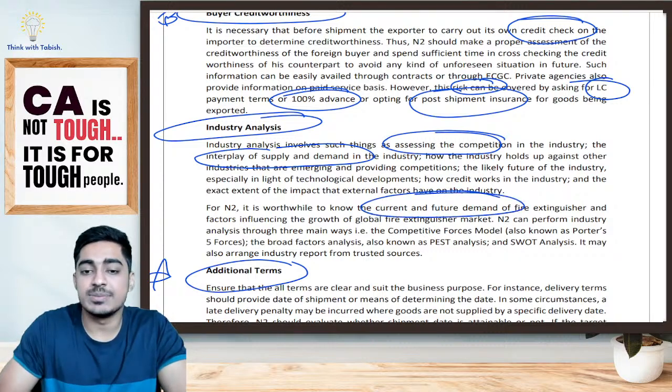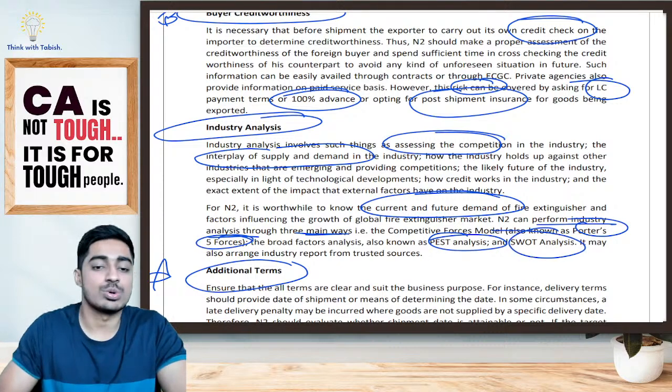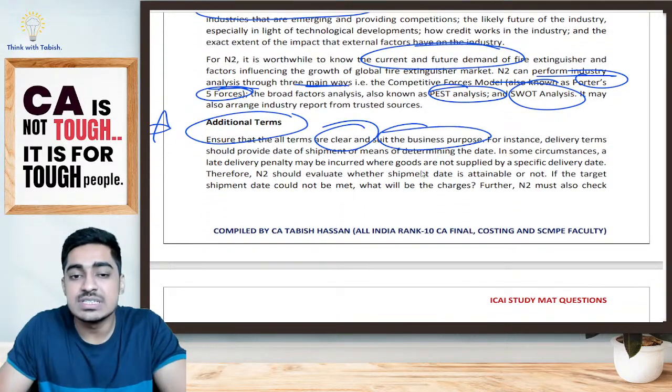Next, current and future demand. How can we perform industry analysis? Through three main ways: Porter's Five Forces model, PESTLE analysis, and SWOT analysis. Additional terms should be clear and suit the business.